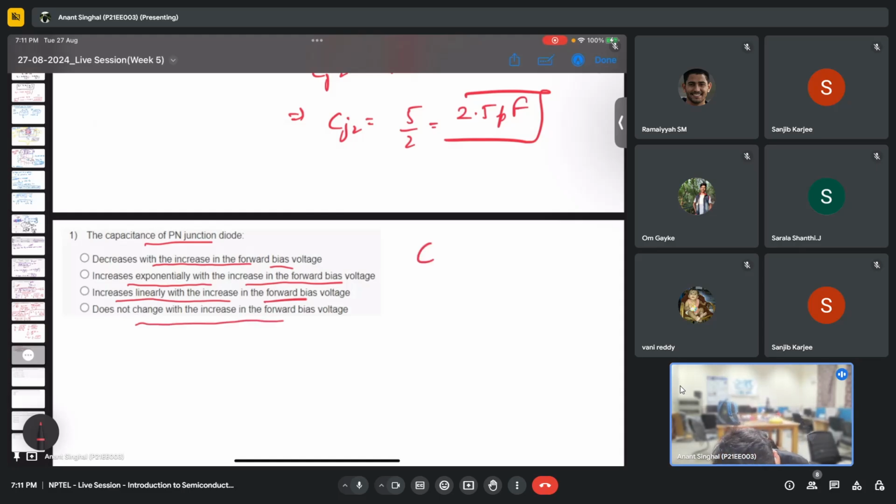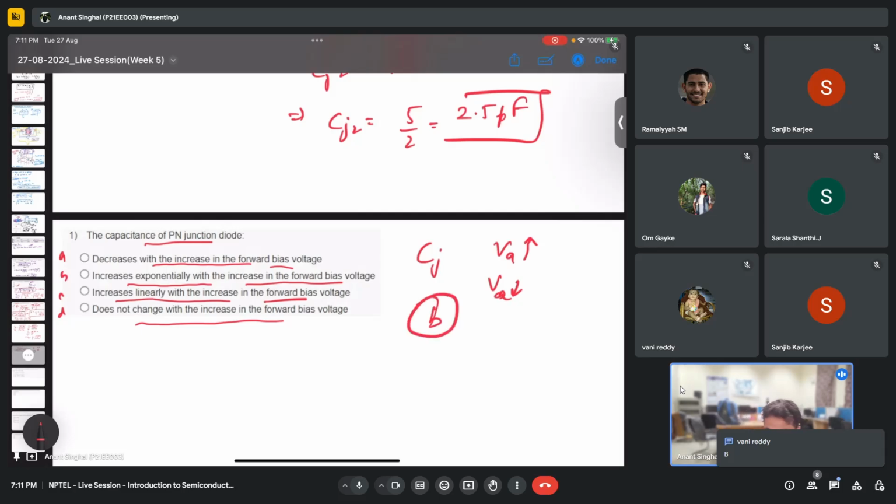So we need to check what is the change in the junction capacitance with respect to the forward bias voltage. If it increases, what happens? If it decreases, what happens? So maybe you can choose the most apt answer and let me know in the chat box. Let's say this is A, B, C, D. So already got one answer as B. Anyone else? You can take 2 more minutes quickly and then we'll go through all the options.